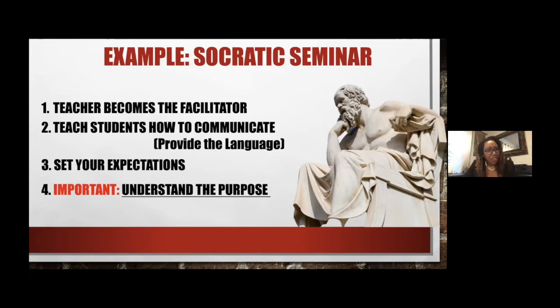Set your expectations. Are you going to change the classroom physically by creating a circle? Are you going to have them track with their eyes? Must they raise their hands? Must they always bring some type of textual support? Establish some of the processes and the standards that you will have laid out before the students even have the discussion.